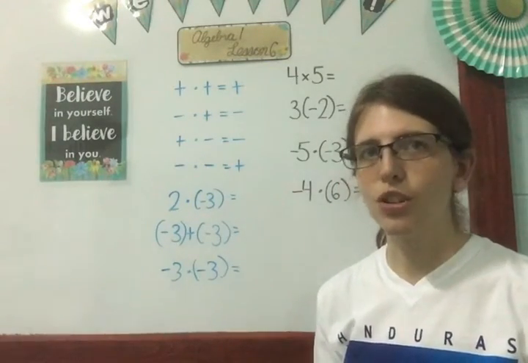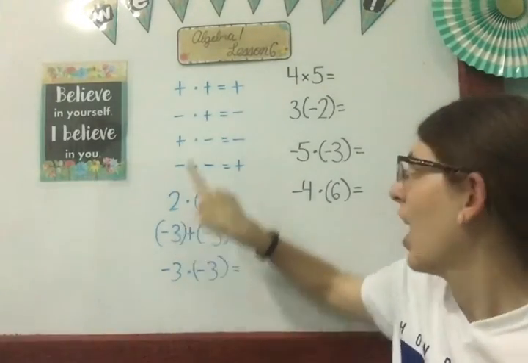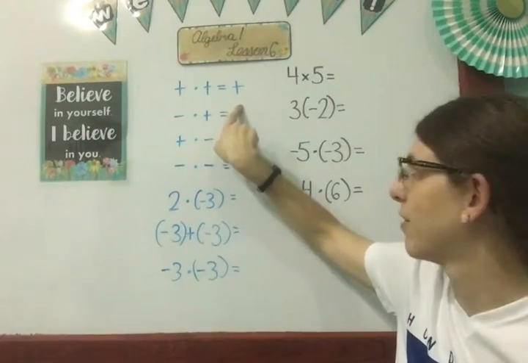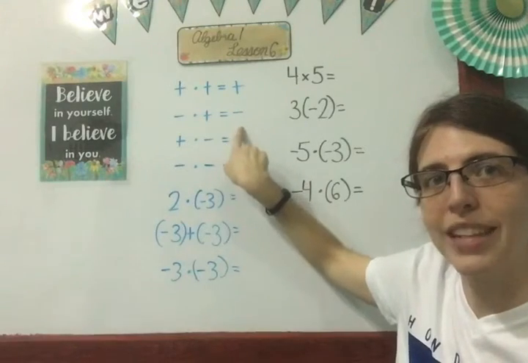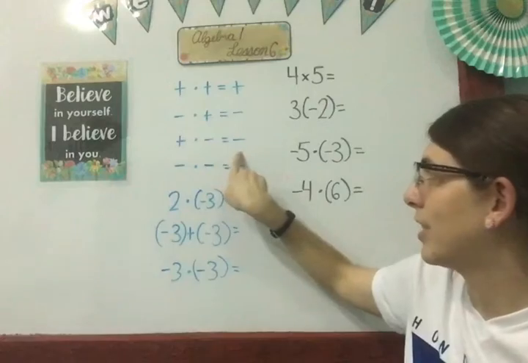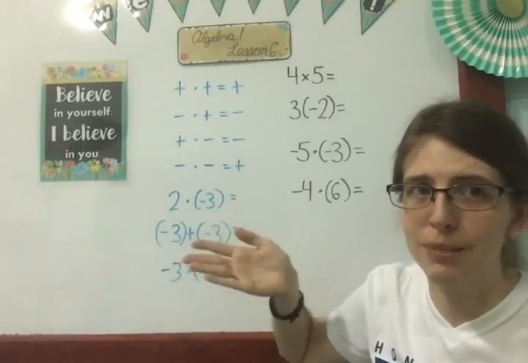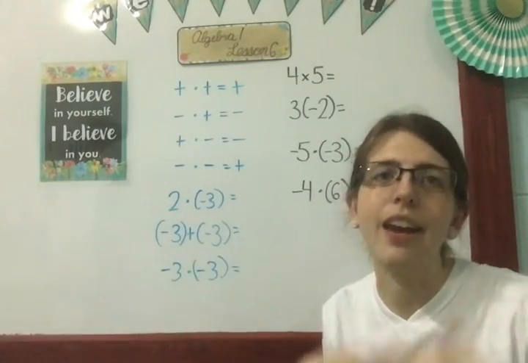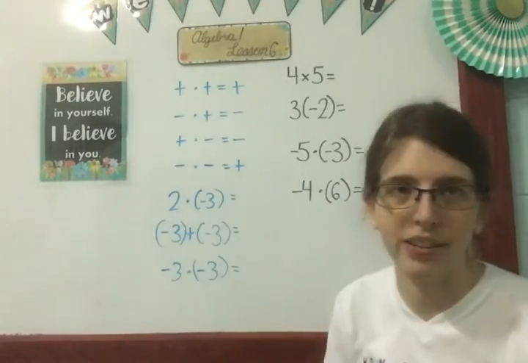Okay, so we're starting with the rules. I want you to see the rules. If you have a positive number times a positive number, your answer is positive. If you have a negative number times a positive number, your answer is negative. If you have a positive number times a negative number, your answer is negative. I did that just to show you it doesn't matter which factor is positive and which is negative. If you have a negative and a positive, you're going to get a negative number. If you have a negative times a negative, your answer is positive.